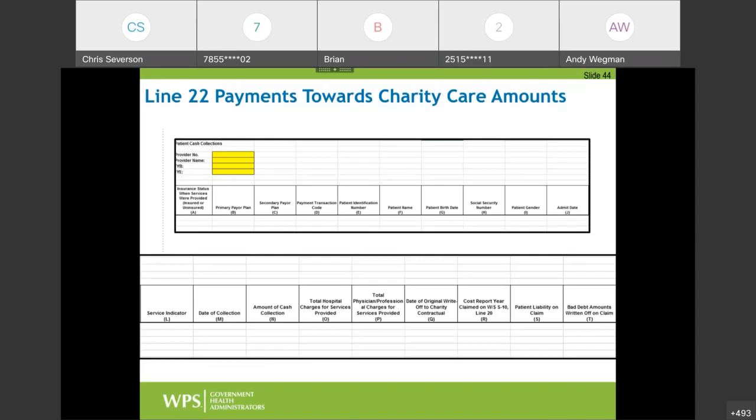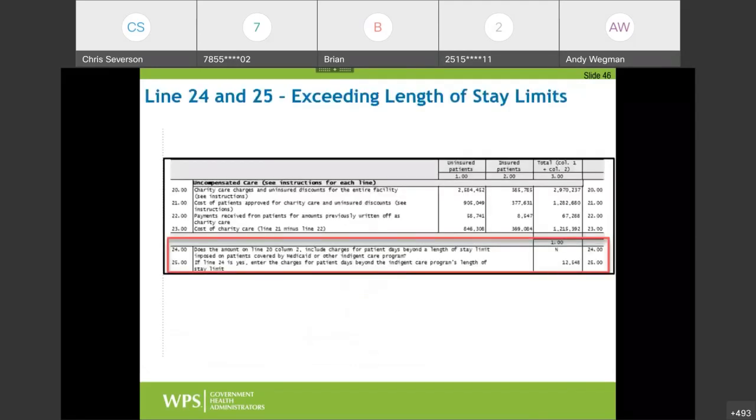Okay, so let's go back to, now we're dealing with line 24 and 25. I think I've covered that quite a bit. Line 24 is just an indicator. Do you have this situation with the exceeding length of stay limits? And if you don't, in fact, this is an odd example. They should not have had an amount in line 25 because they answered no. If you answered yes, then you could have that amount. But that same amount also needs to be included as part of line 20 for the system to work properly.